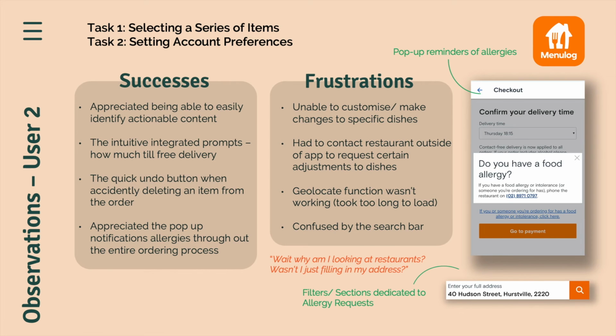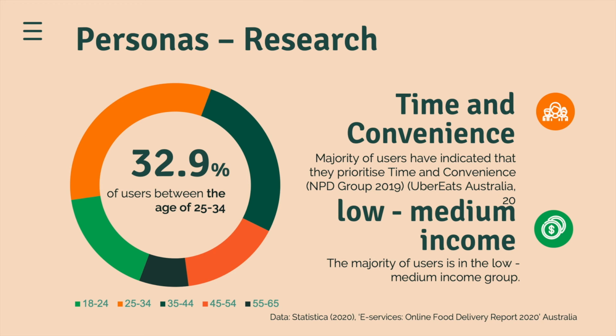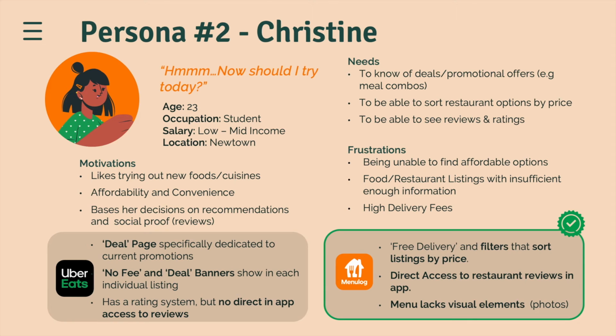So based on my observations, as well as the extended research, I had shaped my two personas around major demographics and motivations of delivery users. The first being Christine, a 22-year-old student who loves to try new foods and restaurants for lunch, but because of her relatively low income, she has to do so on a budget.